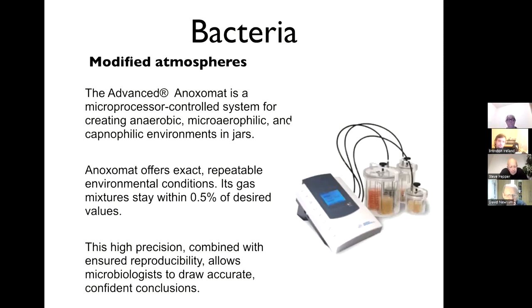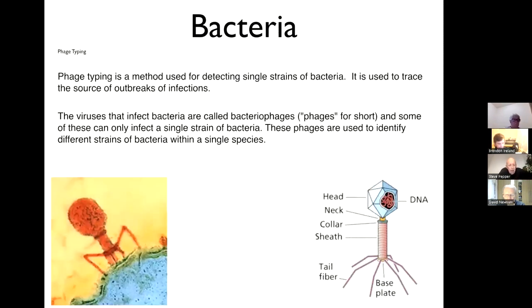Modified atmospheres. The advanced anoxomat is a microprocessor control system for creating an anaerobic, microaerophilic, and capnophilic environment in jars. This helps create the conditions that the bacteria require to grow. What's the one that's microaerophilic? Is that Campylobacter? Yes, Campylobacter requires a microaerophilic atmosphere.